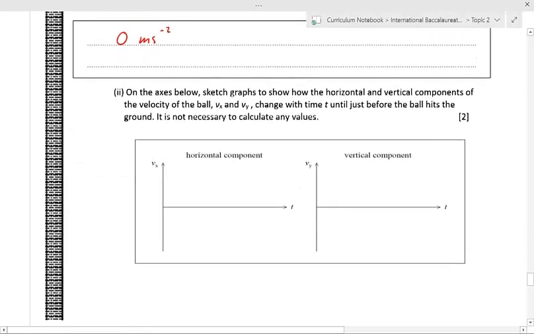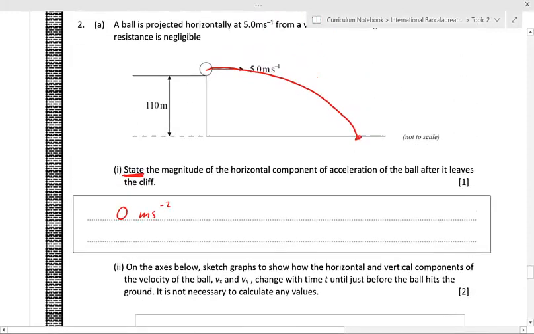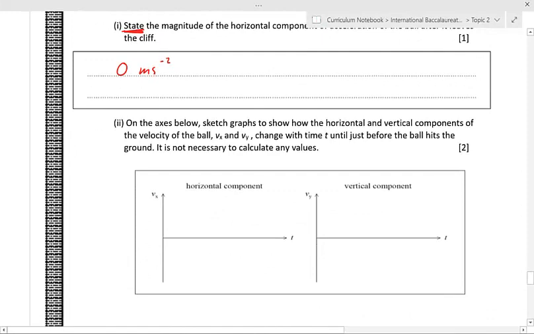On the axes below, sketch graphs to show how the horizontal and vertical components of the velocity of the ball, Vx and Vy, change with time. Okay, so Vx, we saw that it was launched at 5 meters per second. It's just going to stay at 5 meters per second because it doesn't accelerate horizontally at all. And Vy, initially it's just traveling horizontally, so it's going to start off at 0. Then depending whether you call down positive or negative, you're going to have a straight line. Probably the most sensible straight line would look like this.